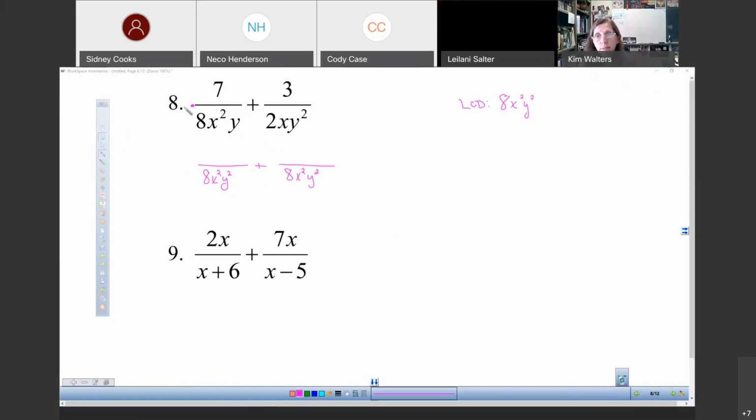What do I need to multiply the denominator of the first fraction by so that I change 8x squared y into 8x squared y squared? Numerator and denominator by the same thing.